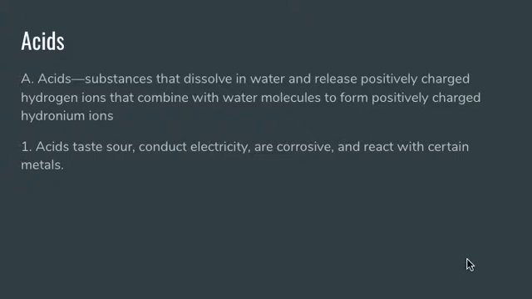The solutions of some acids also react strongly with certain metals, and the acid-metal reaction forms metallic compounds and hydrogen gas, leaving holes in the metal in the process.